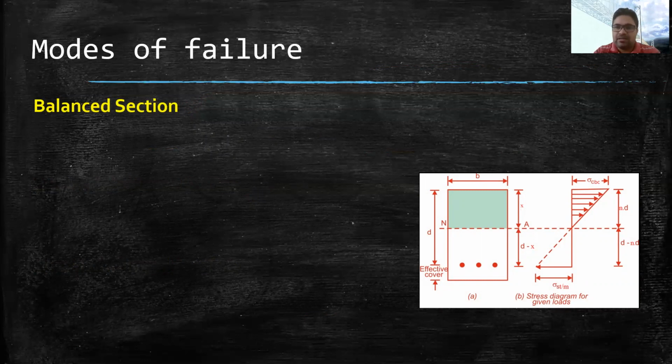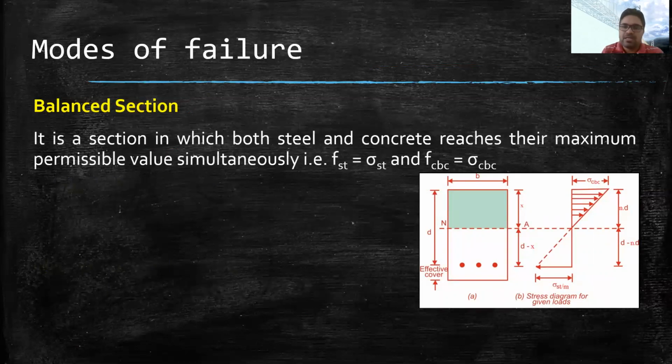As I said, failure of steel and concrete will take place simultaneously. So what does it mean? It means that the actual stress in the steel will be equal to the permissible stress. Similarly, the actual stress in concrete will be equal to the permissible stress. So that is the maximum stress that we can apply to concrete. If stress reaches this value, we will consider that concrete has failed. Similarly, in case of steel, if the stress value reaches this sigma st value, then we will consider that steel has failed.